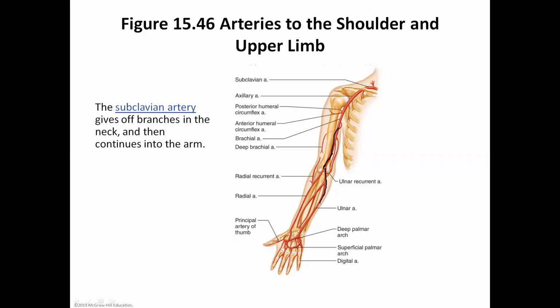Now, the ulnar is going to go to the side of the pinky versus the radial, which will run the side of the thumb. And then there is another artery that sort of surrounds them. They're called the recurrent arteries, but I will not be asking you about those.